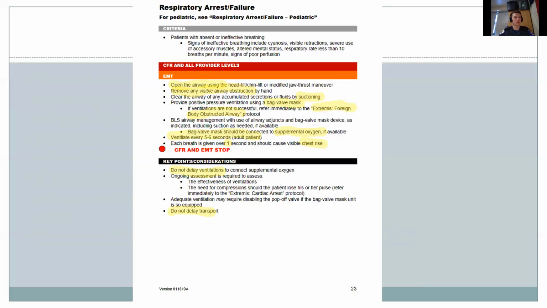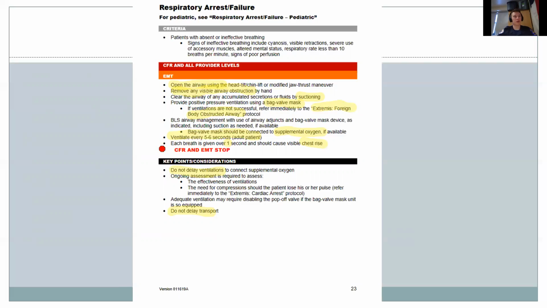So what you're going to want to do is open up that airway using the head tilt chin lift or a jaw thrust maneuver. Remove any visible airway obstructions by hand. You can use that little finger sweep, and then suction if need be, and use the BVM. BVM gets the most oxygen, the most airflow through the patient, because you're pretty much breathing for the patient at that point by ventilating.